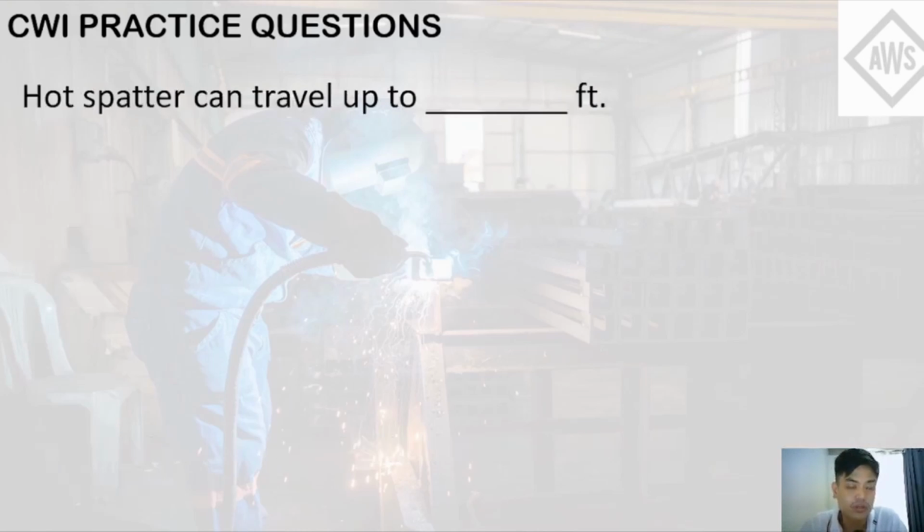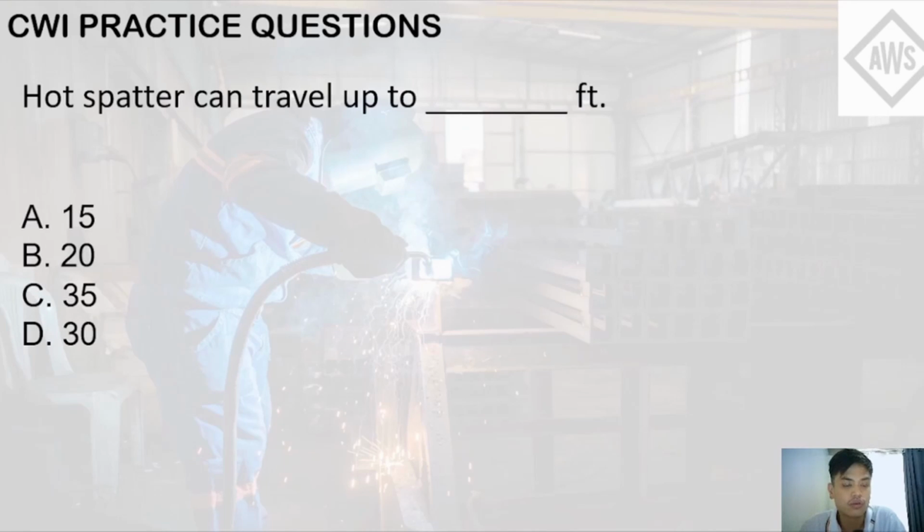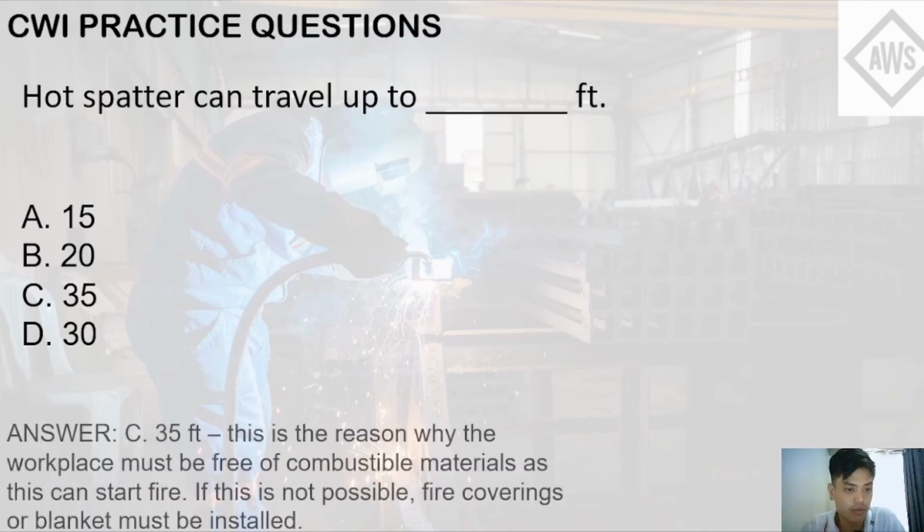The last question for this set is, hot spatter can travel up to blank feet. Letter A, 15. B, 20. C, 35. D, 30. This is a basic question regarding welding safety. The answer here is 35 feet.